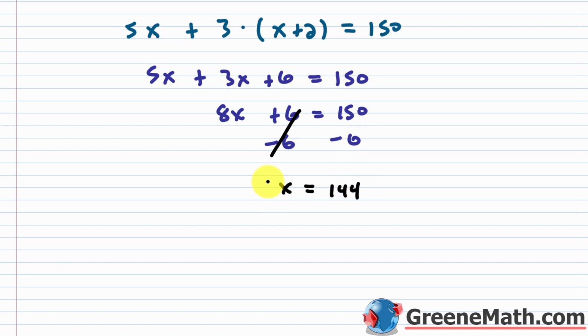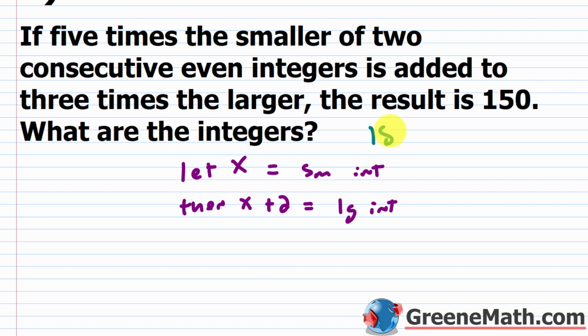Let me make this 8 a little bit more legible. And let's divide both sides of the equation by 8. And so we see that this would cancel. And we're going to have x is equal to 144 divided by 8, which is going to give us 18. So coming back up here, we want 18 and then 2 more than that, which would be 20.